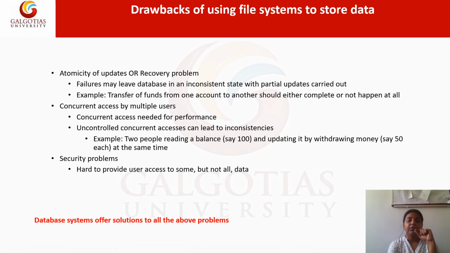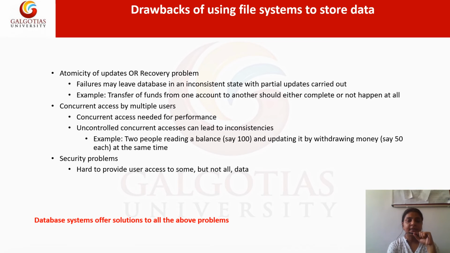Also atomicity of updates or recovery problem. So if the file system has crashed or something, it would be really difficult to recover the data, and also if some failures occur in the data of that file system, it makes it inconsistent. But in the case of a database management system there is a proper recovery mechanism by which all your database would be in a consistent state and recovered.